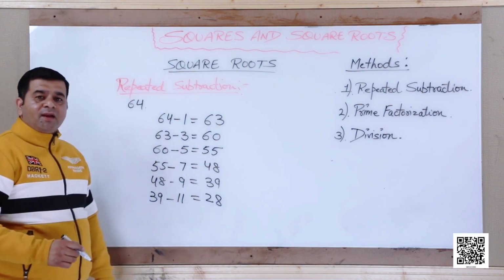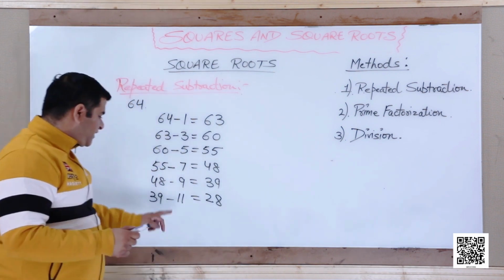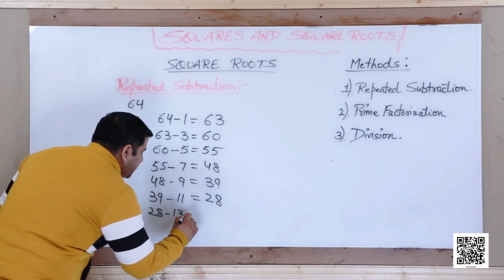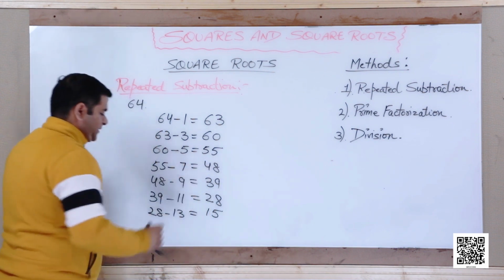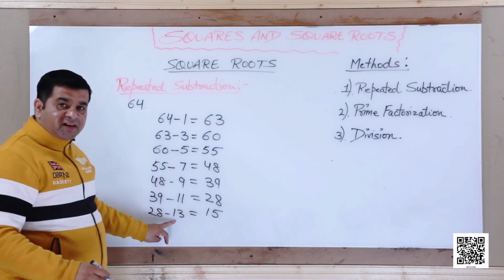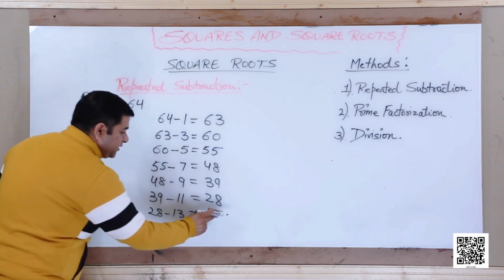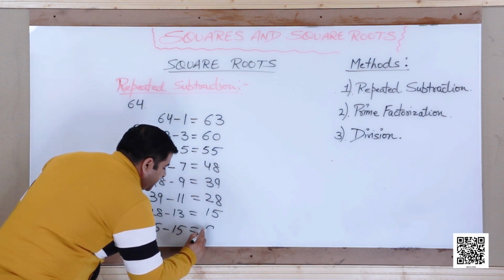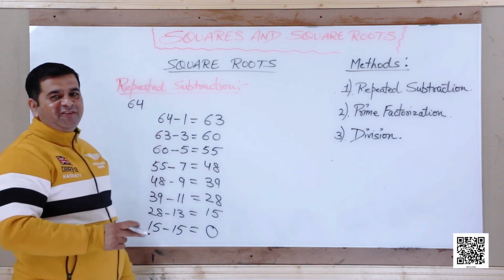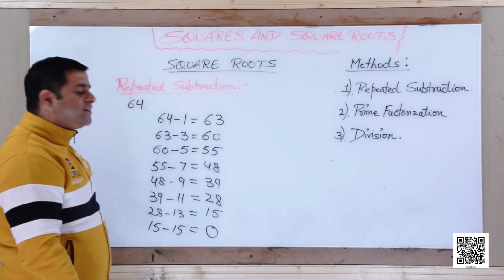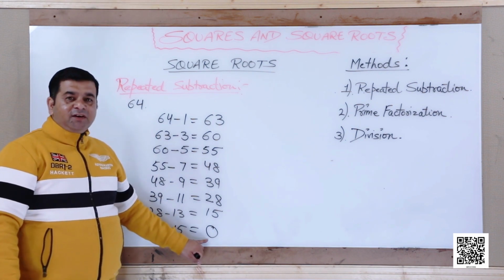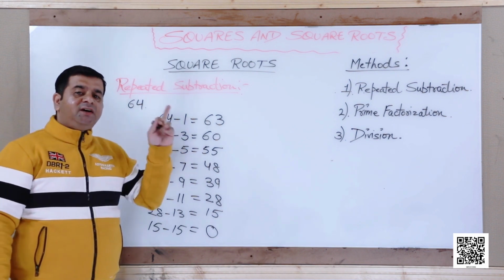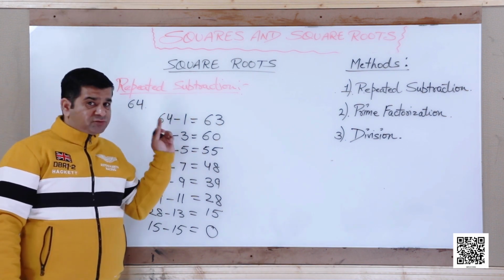28. And next odd number after 11 is 13. So, 28 minus 13 is 15. And which is the next odd number after 13? It's 15. So, we subtract 15 from this 15 and we are left with 0. We are left with 0. Now, students, this 0 first tells us that the number that was given to us is a perfect square number. It's a perfect square, that is, it's a square number.